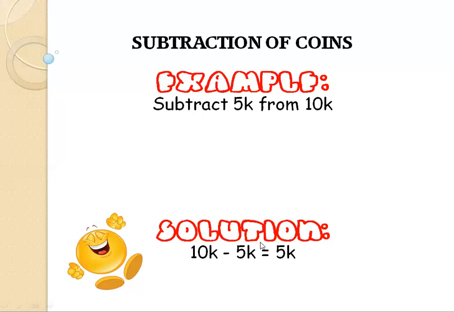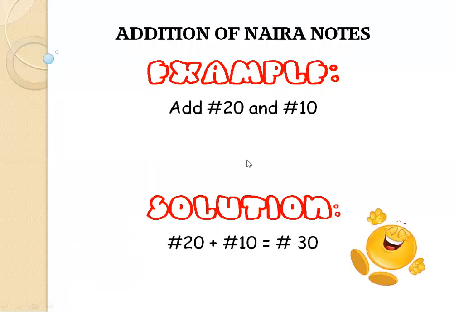Just like you have 10 kobo and you want to give your friend 5 kobo. How much would you have left? 10 minus 5 is 5. So remember to put your kobo, 5 kobo. So 10 kobo minus 5 kobo is 5 kobo. So that is for addition and subtraction of coins.